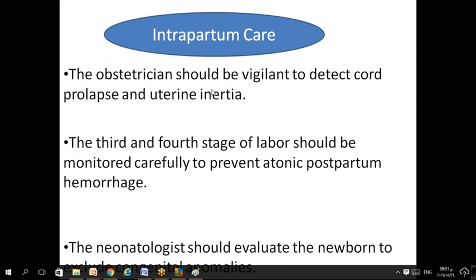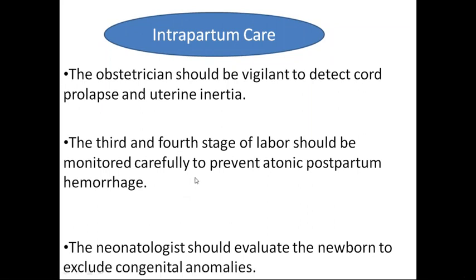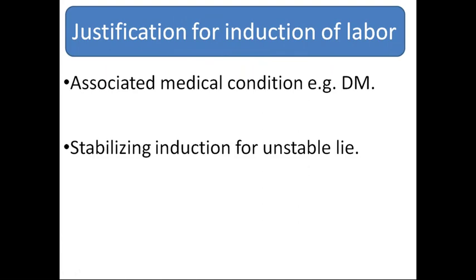So if a spontaneous rupture of membrane happens while she is in labor, you need to examine her immediately, and put her on continuous electronic fetal monitoring while she is in labor. You need to do active management of the third stage, and monitor her observation in the third and fourth stage. And the baby should be evaluated for congenital malformation.